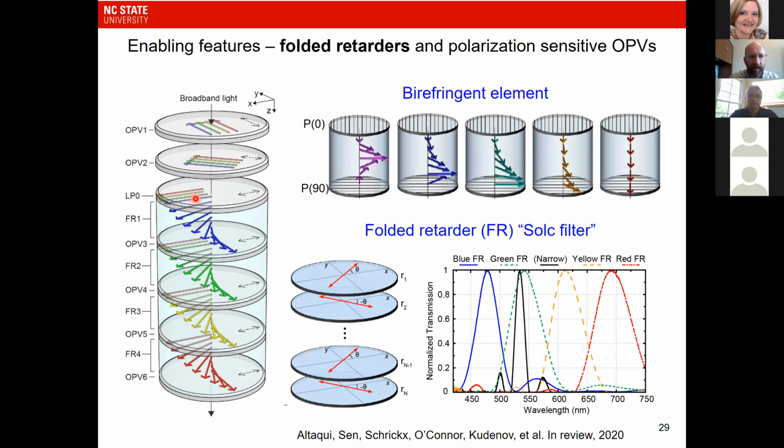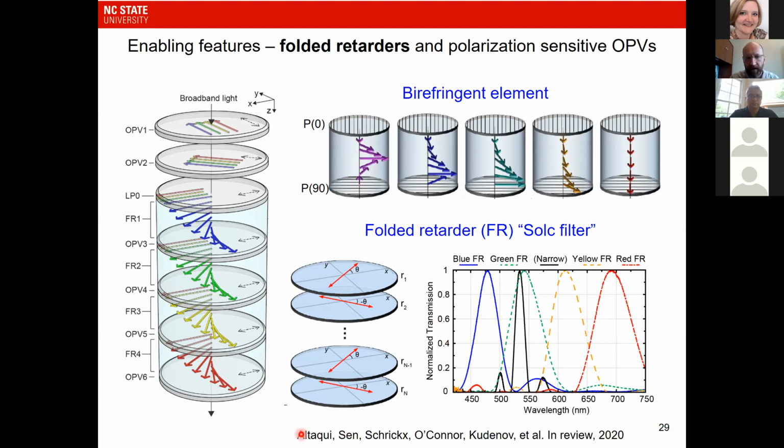So if we have this folded retarder, we can take polarized white light and use this folded retarder design to rotate just one polarization state, or one color. Then we can use the polarized detector to detect that color and let everything else that has the other polarization transmit through. So then we can detect blue, green, yellow, red. And here's the folded retarder design we made.